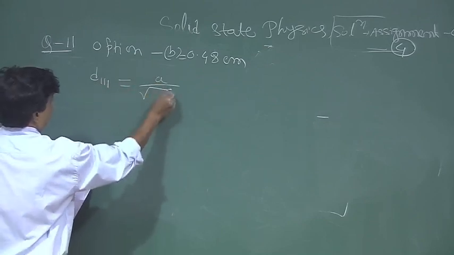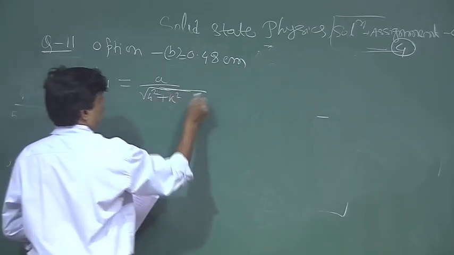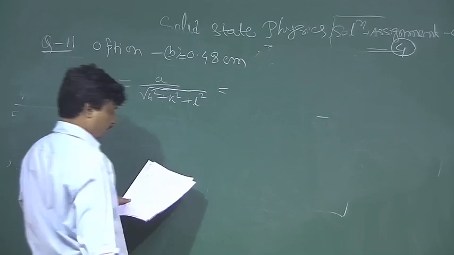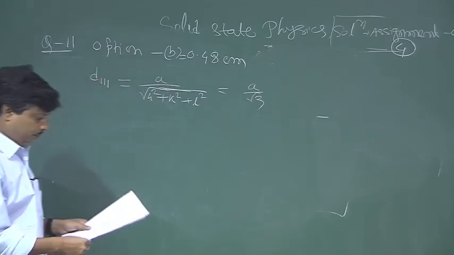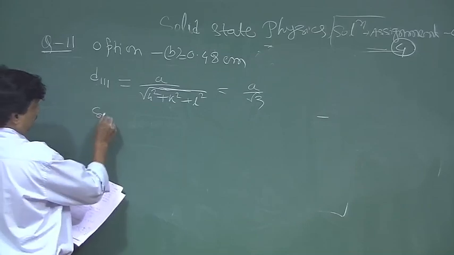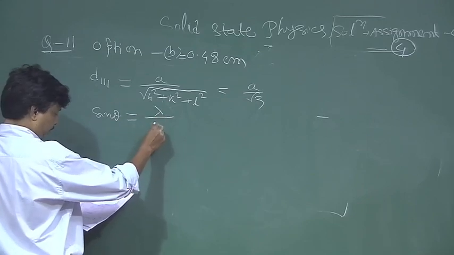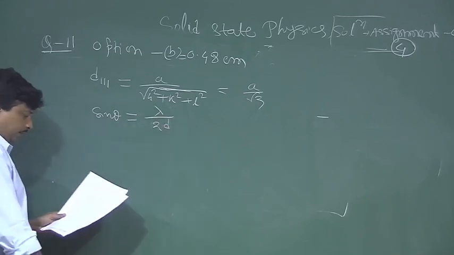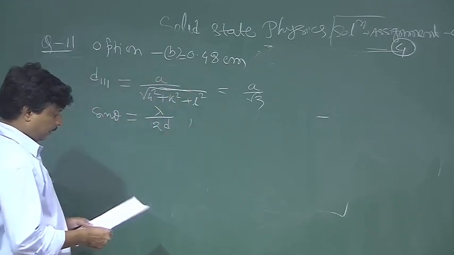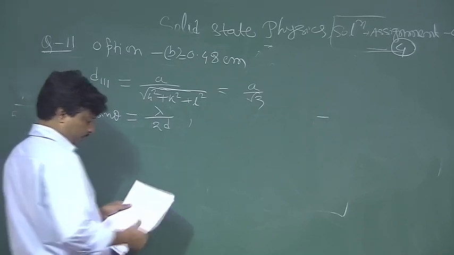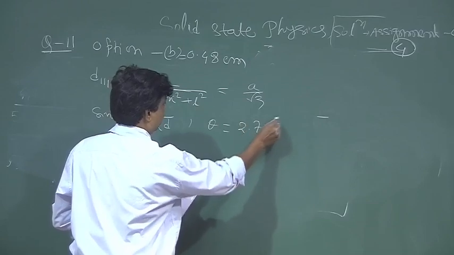Now, let us see how it is coming. Again, Bragg's diffraction relation: d 111 is equal to a by root (h square plus k square plus l square), which is a by root 3. Then from Bragg's relation, sin theta is equal to lambda by 2d. After calculating this, you must get theta as 2.76 degree.